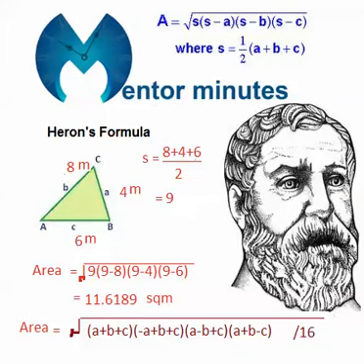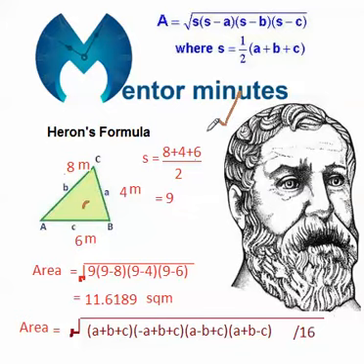It is also known as Hero's formula. This is Mr. Heron, and he has given a formula to find out the area of a triangle. Here it is, a triangle.